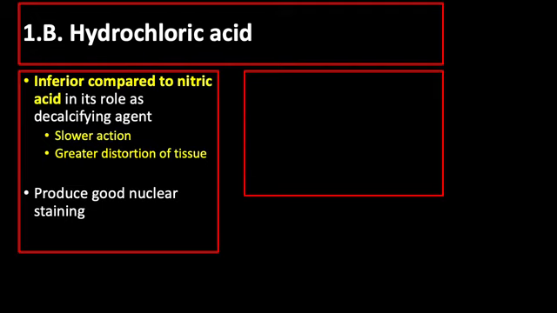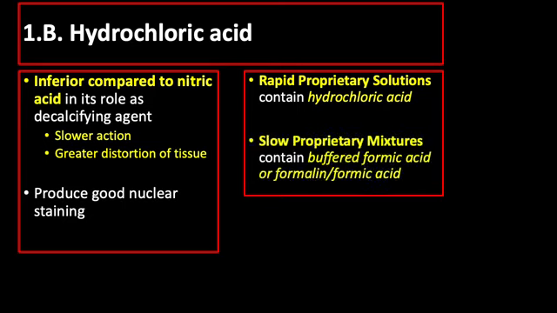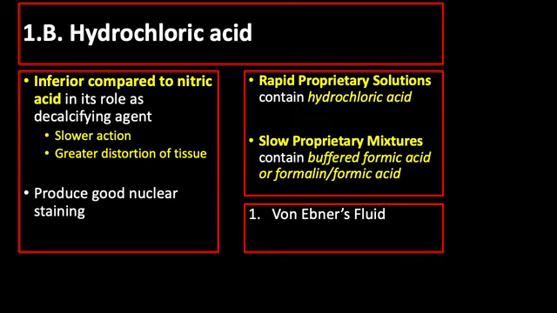There are also proprietary or commercially available decalcifying solutions sold in the market. Manufacturers generally make the components secret. Nevertheless, rapid proprietary solutions contain hydrochloric acid, while slow proprietary mixtures contain buffered formic acid or formalin formic acid. Example of acid decalcifying agent that contains hydrochloric acid is von Ebner's fluid.